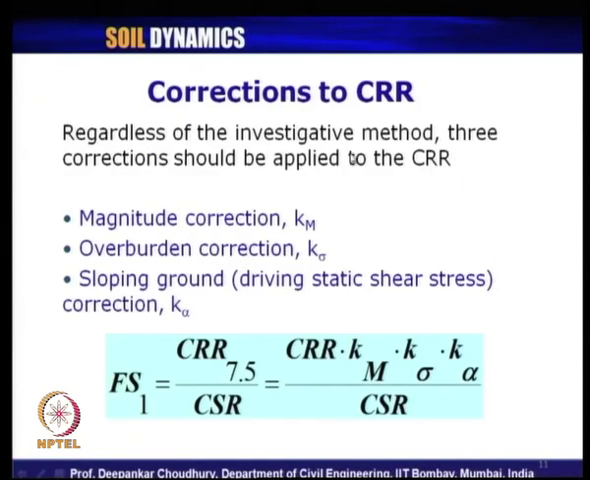So, what are the corrections involved to the value of CRR? We have seen there are three major corrections: the magnitude correction factor Km, the overburden correction K sigma, and the sloping ground correction K alpha. So, the factor of safety against liquefaction, which was defined earlier as CRR 7.5 by CSR, can be written by applying the three corrections to CRR like this: CRR at any magnitude of earthquake times the magnitude correction factor Km times the overburden correction factor K sigma times the sloping ground correction factor K alpha, divided by the CSR.